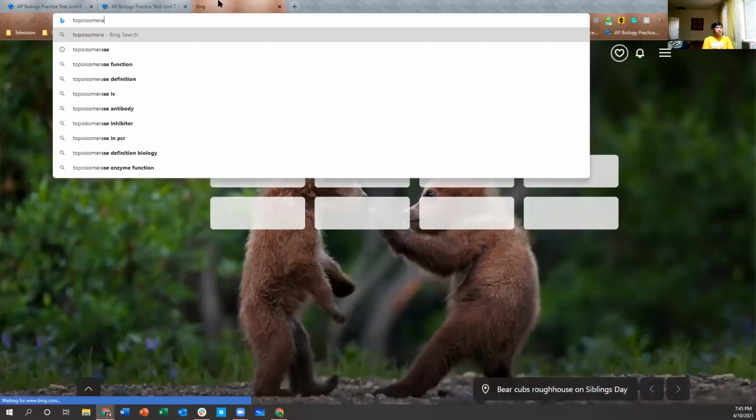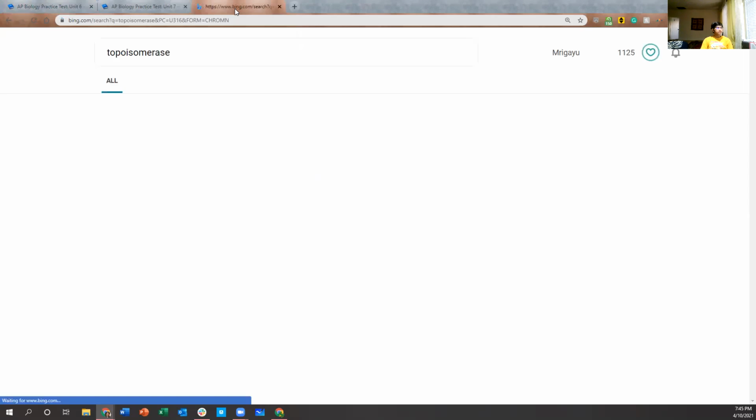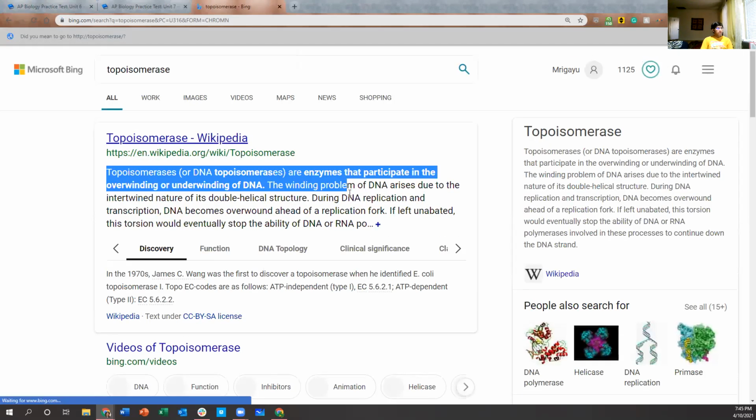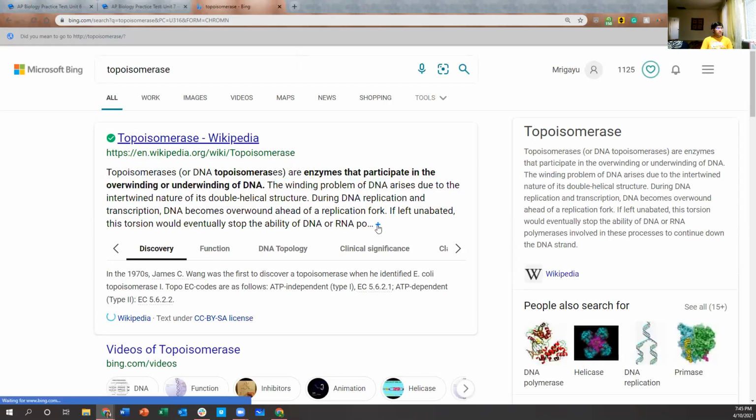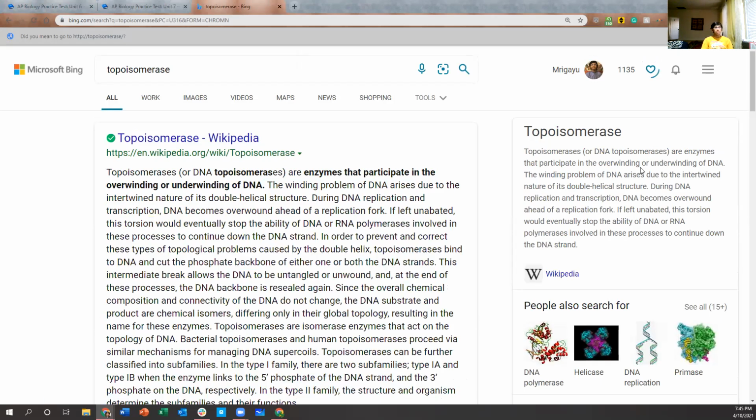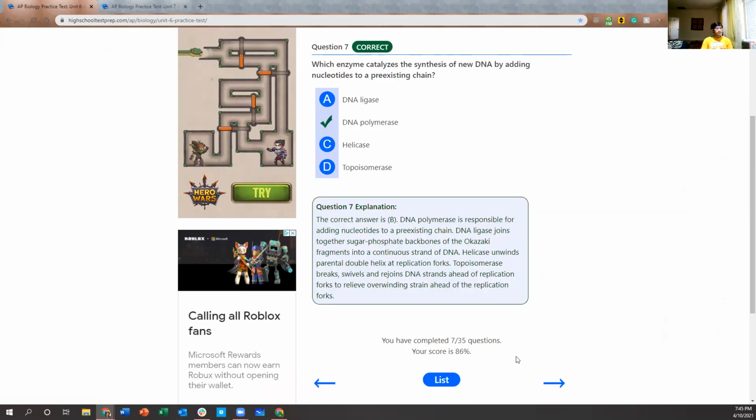Let me just search it up because that's going to bug me now. Topoisomerase. Winding, okay, it's torsion, yeah. There's torsion ahead that would stop, yeah. So it prevents torsion, which is essentially the tangling that I was talking about.